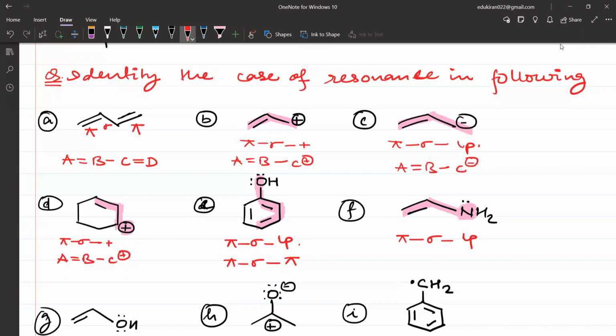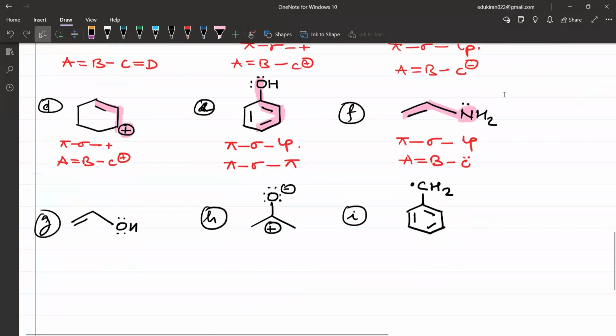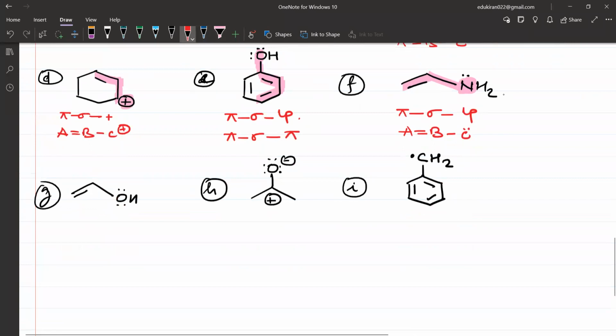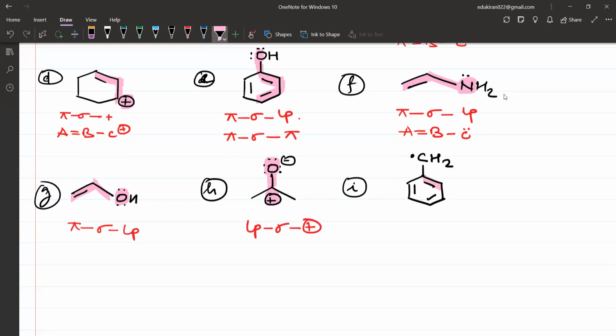Pi sigma and then lone pair. A double bond B, single bond C with a lone pair electron. Next is also similar. We have pi, then we have sigma, and then we have lone pair. Now, here what do we have? Here we have lone pair, sigma, and then positive. In this case, we have A double bond B, pi, sigma, and then a free radical.